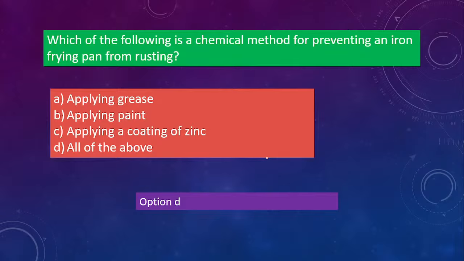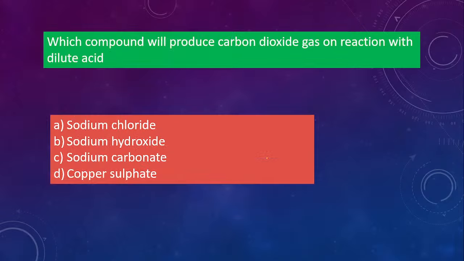Okay, next one. Which compound will produce carbon dioxide gas on reaction with dilute acid? Sodium chloride, sodium hydroxide, sodium carbonate, copper sulfate. Which one will be the correct one? Which one will produce carbon dioxide gas on reaction with dilute acid? One keyword is there. If that compound is there, it will produce carbon dioxide. So now you tell me. I've given you a hint.